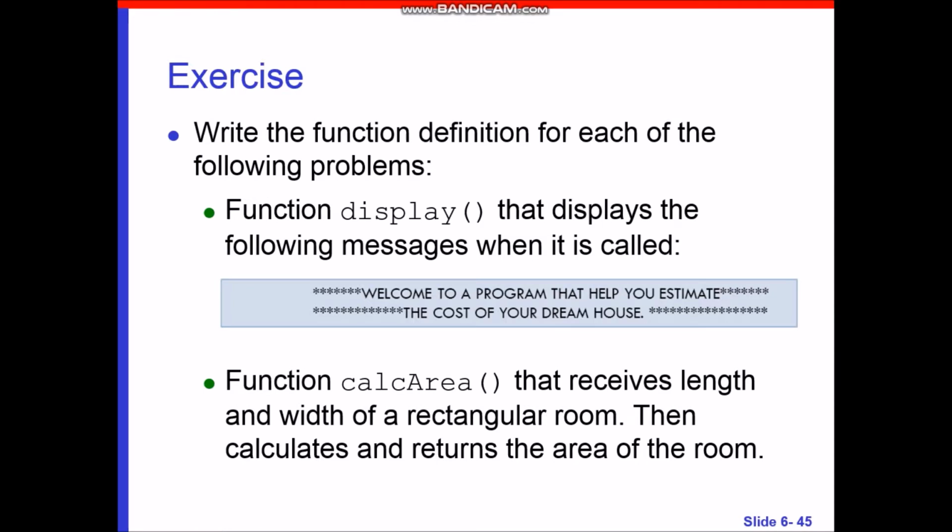Okay, try this exercise. For this exercise, you need to write the function definition for each of the following problems, which is you need to have the function display that displays the following message when it is called. Because there is no return, you will have the void display. Please remember, you need to have the function prototype. Then you need to have the main function that consists of the function call. Then you need to have the function display, where you will display the message: welcome to a program that helps you to estimate the cost of your dream house.